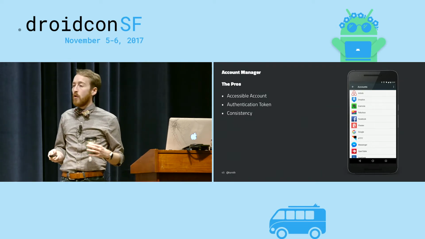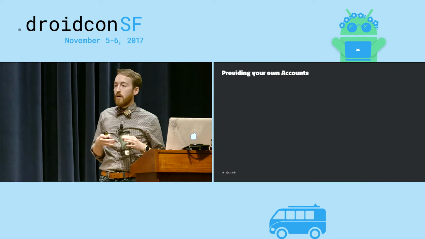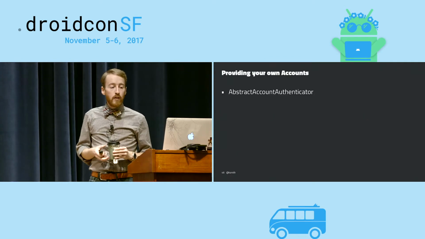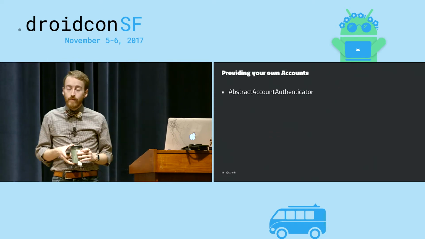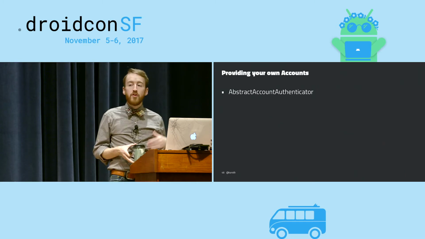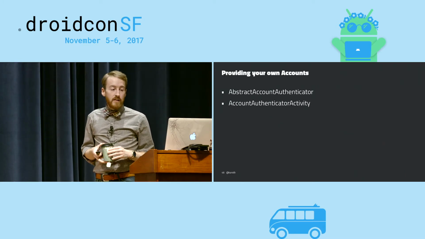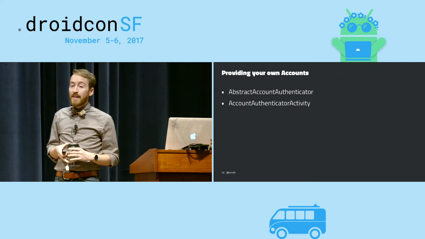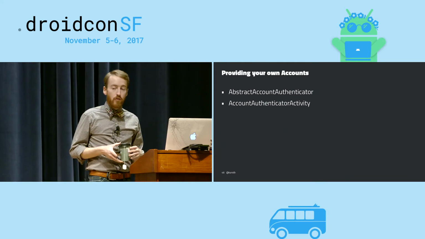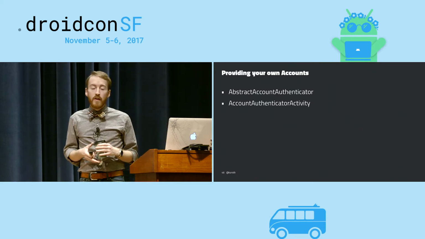So how can we track our own app, their account here? Well, we'll need to work with two classes to do this. The first is the AbstractAccountAuthenticator, and this is a service that the account manager communicates with. The account manager is running on the device at the system level. And the second is the AccountAuthenticatorActivity, and this is the activity that you need to extend and write code for that is your sign up and sign in onboarding flow for the end user.